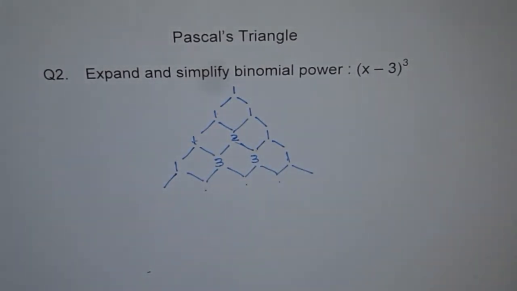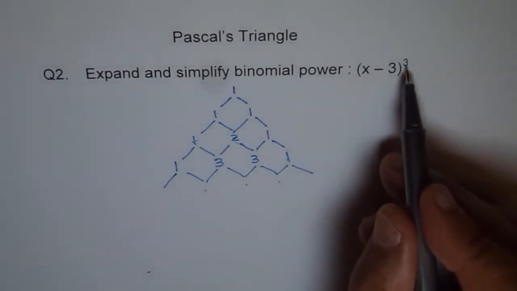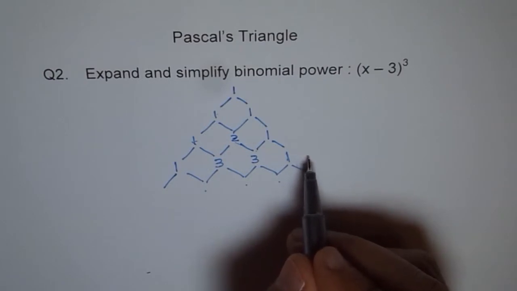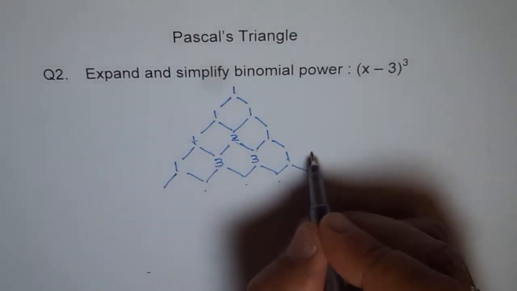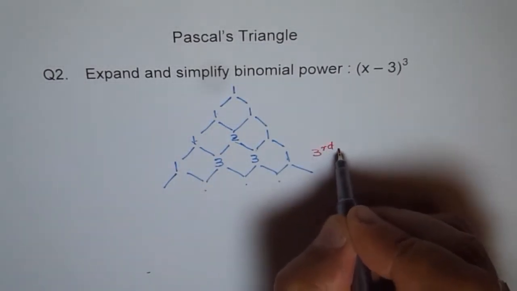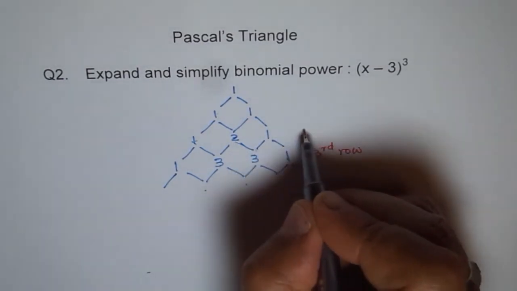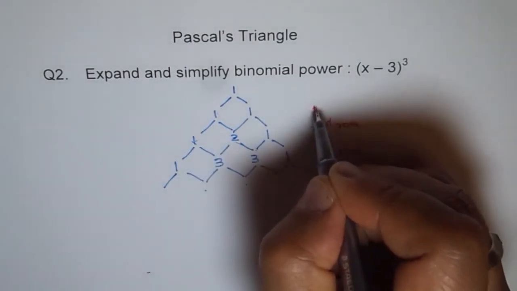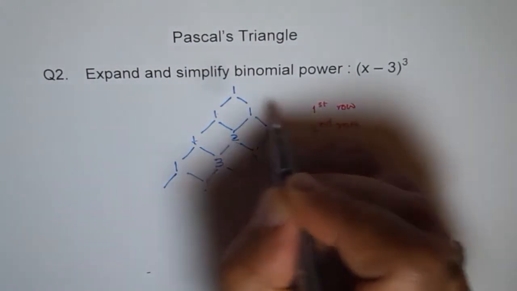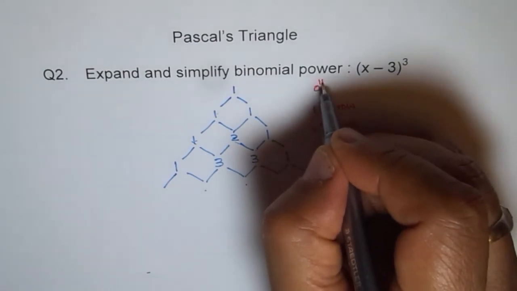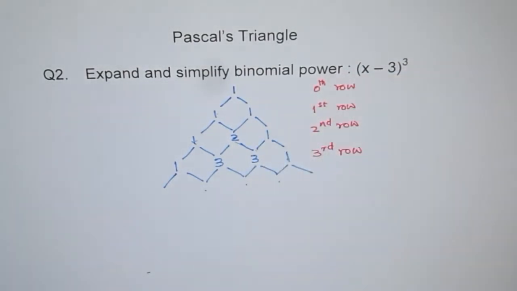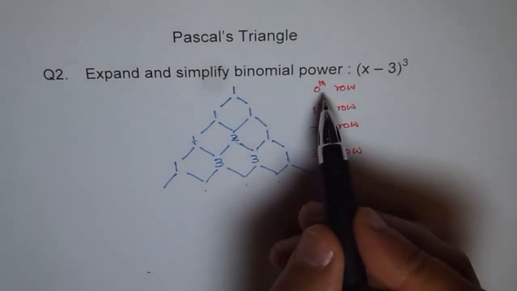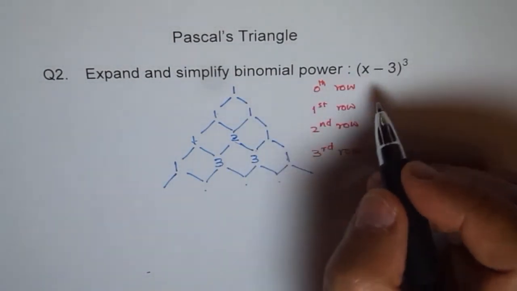Now in any case, when the power is 3, we need to use the terms in the third row. So this is our third row, and that is the second row, and before that the first row, and the initial row is called the 0th row. To give you one more correlation here, for the 0th row, what is 2 to the power of 0?